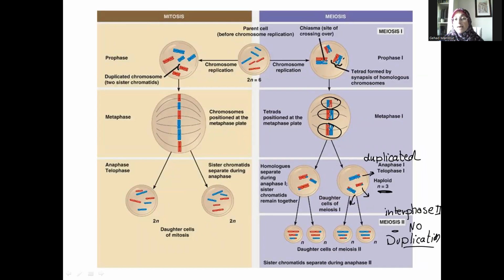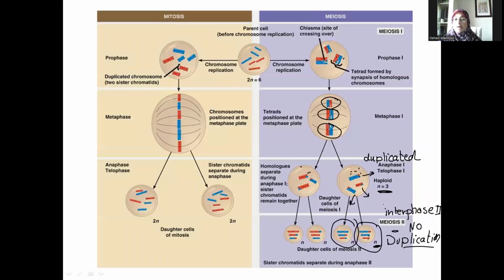So they needn't duplicate themselves. And at the end of meiosis 2, which is very similar to mitosis, we will find that every one of these haploid daughter cells will form 2 daughter cells, each of them being haploid. But the difference is that here you have duplicated chromosomes, here you have single chromosomes.